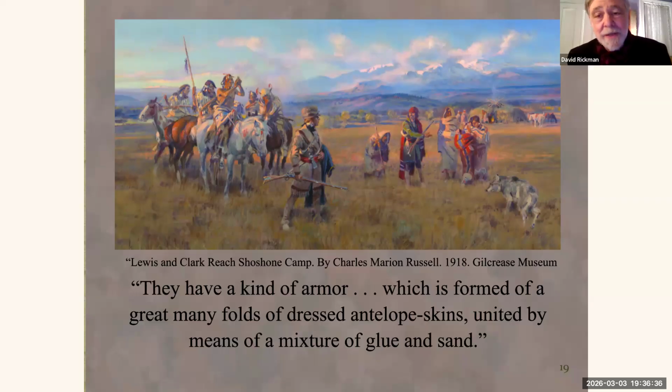The painting here is by, of course, the famous Charles Russell, and it would have been very interesting, I think, had Charlie decided to show the armored warriors rather than the ones that he shows here now.